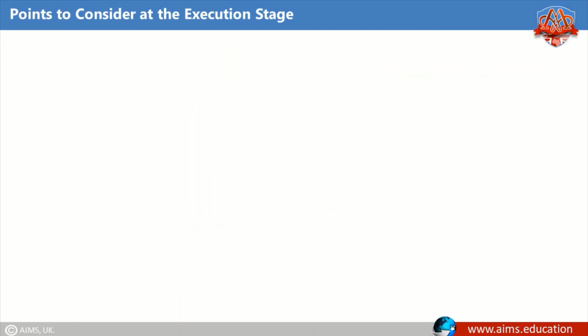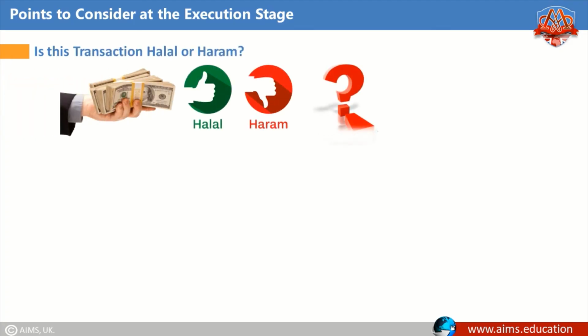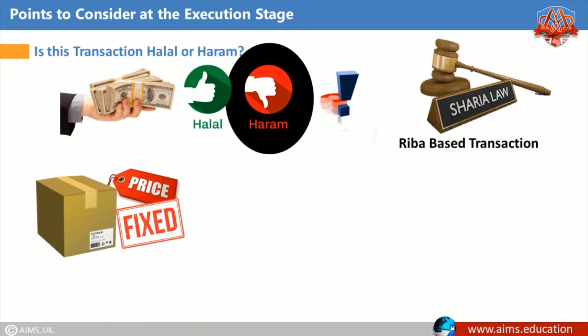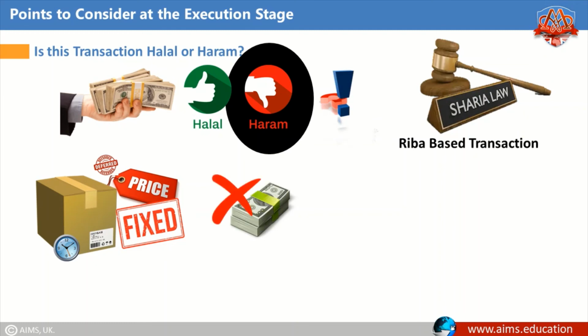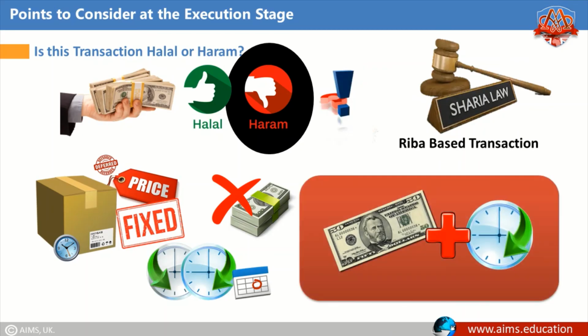So, is this transaction halal or haram? According to Sharia, it will be a riba-based transaction because the price must be fixed at the time of deferred sale, and it cannot be changed. Either the payment is made before or after the agreed period. So the $50 amount which was added later in lieu of the market factor is riba.